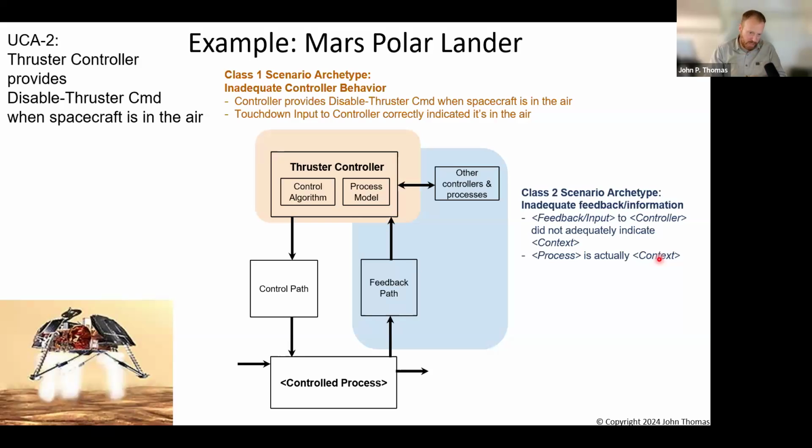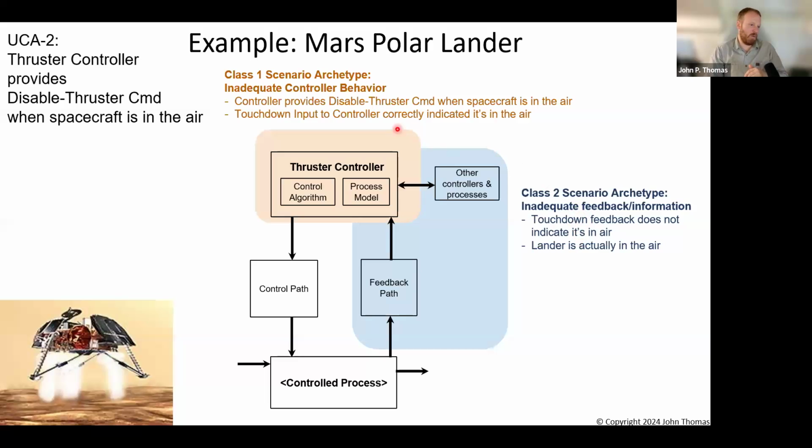Okay, you see that? Do you see how this comes out and how it's very rigorous about how these are written and where the information comes from, right? All of this information actually came from the work we've done. We're just putting it together to define a feedback related problem. Touchdown feedback does not indicate that it's in the air, and the lander actually truly is in the air. How can this possibly happen?